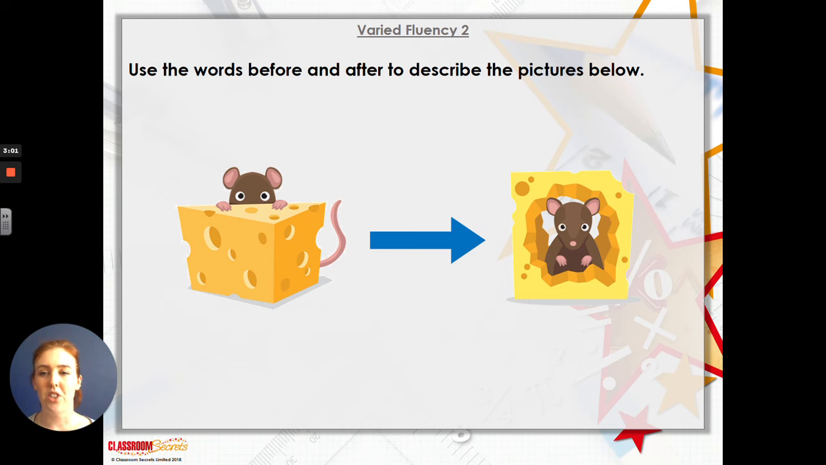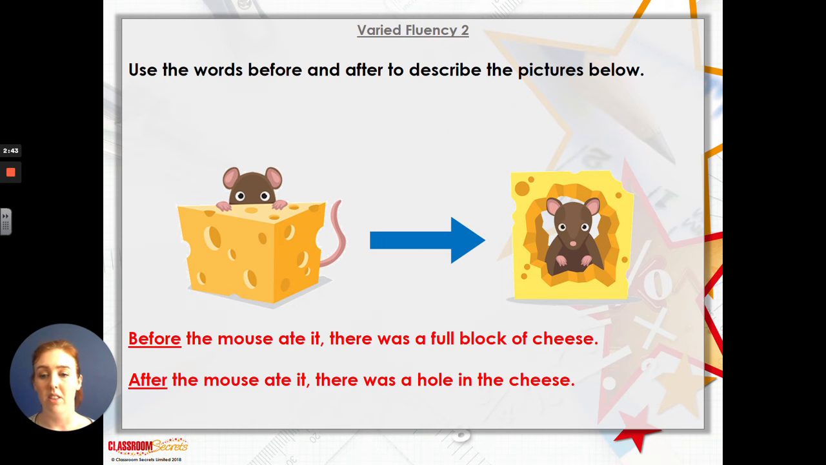Okay, for the next question, use the words before and after to describe the pictures below. So I can see that we have a mouse hiding behind some cheese, and then there's an arrow pointing to show us the mouse has eaten a big hole through the cheese. So we could say that before the mouse ate it, there was a full block of cheese, but after the mouse ate it, there was a hole in the cheese. I wonder if that mouse has got a bellyache now.